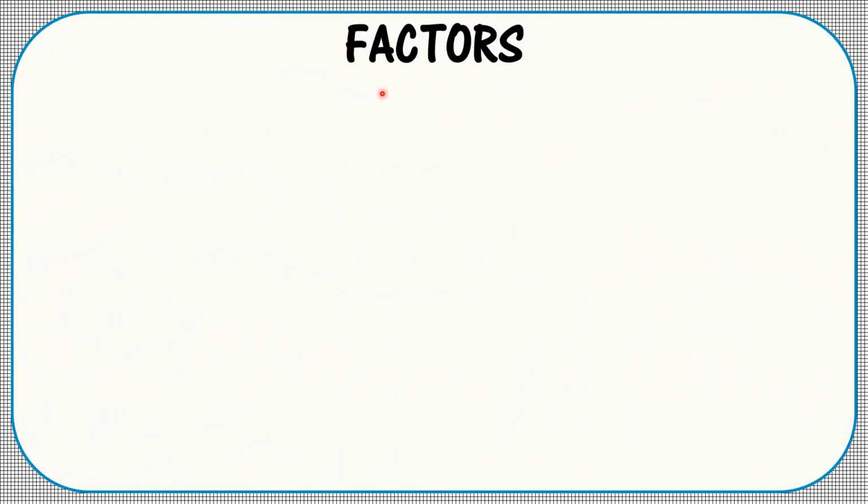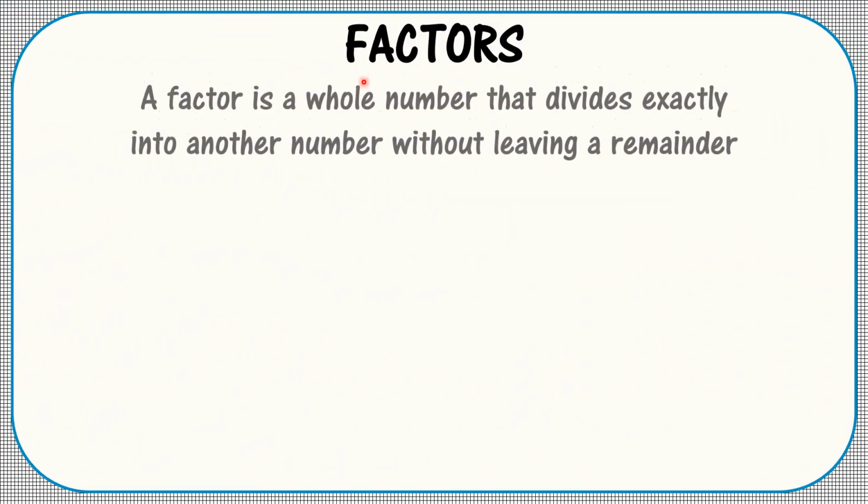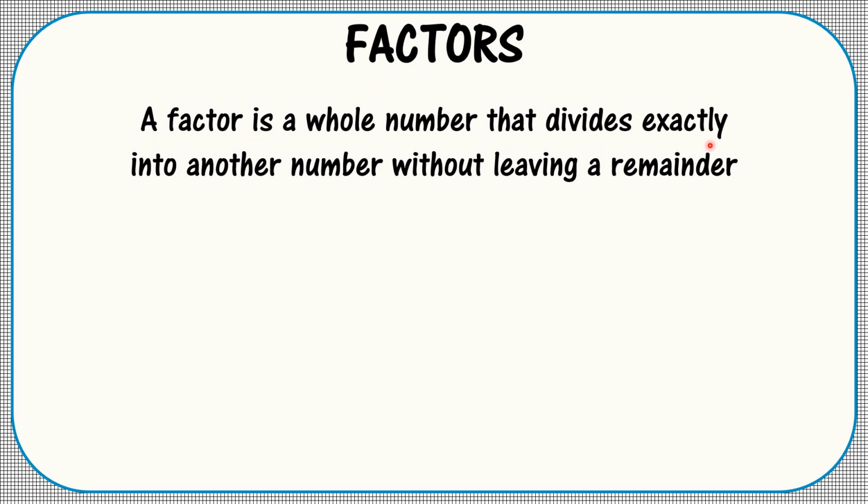So before we can work out what the highest common factor is, we need to know what factors are. A factor is a whole number that divides exactly into another number without leaving a remainder. For example, if we have the number 12, one of the factors of 12 is 6. It fulfills the two conditions.